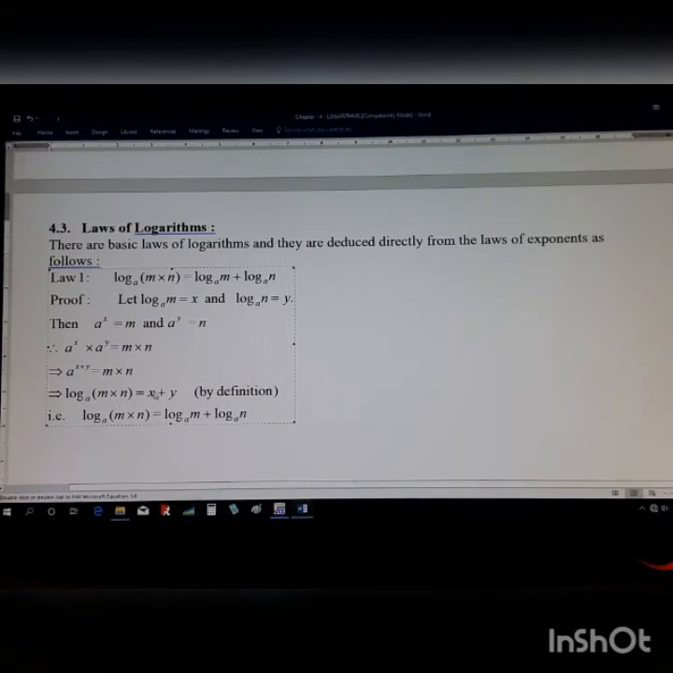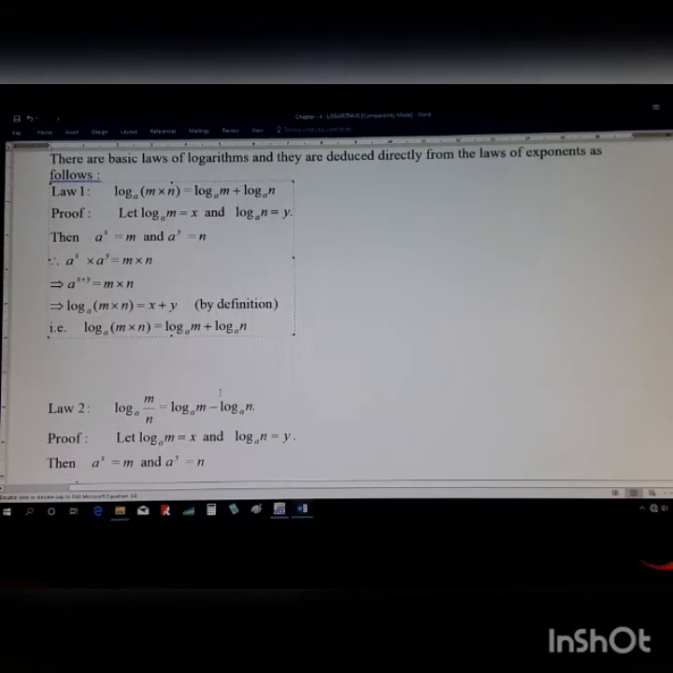So let us restore back the values of x and y. Putting back the values of x and y, we get the first law. x is over here, y is over here. So this is your first law.